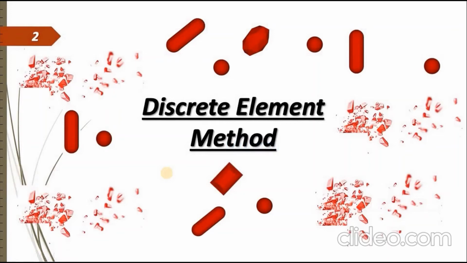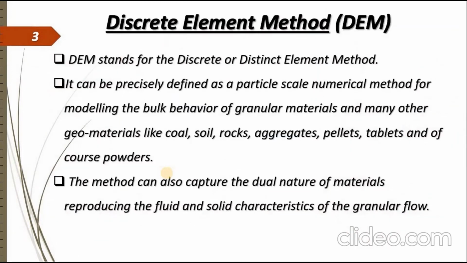What is DEM? DEM stands for the Discrete or the Distinct Element Method. It can be precisely defined as a particle scale numerical method for modeling the bulk behavior of granular materials and many other geomaterials like coal, aggregates, pellets, tablets, soil, rocks, and of course powders as well. The method can also capture the dual nature of materials, reproducing fluid and solid characteristics of the granular flow.